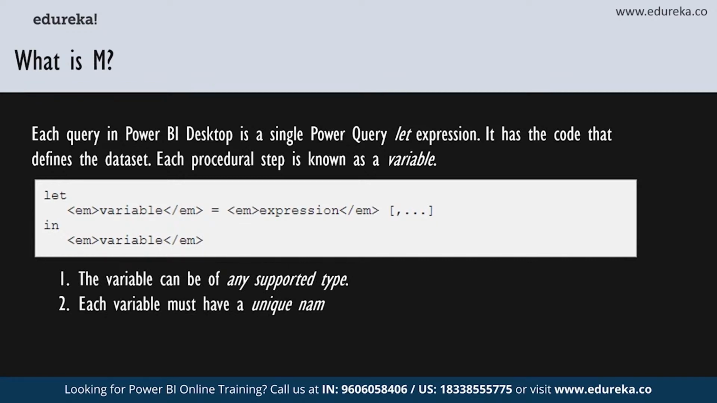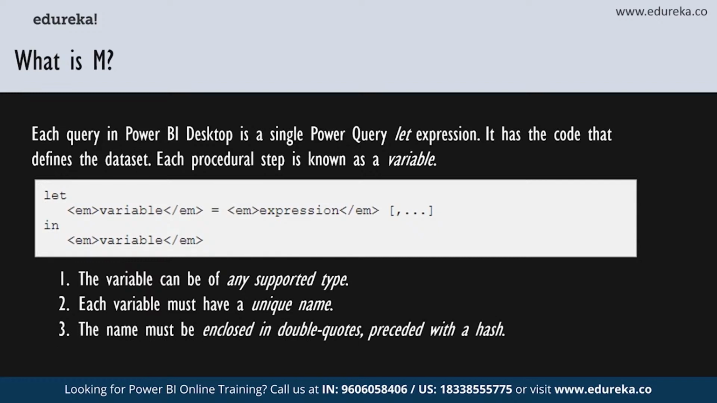Each variable within a let expression must have a unique name, but again, Power Query is fairly flexible about what you call it. Just make sure it makes sense and it's easy to remember for you. You can include spaces in the name, but you have to enclose it within double quotes and precede it with a hashtag. That is a somewhat cumbersome naming convention and one that I particularly prefer to avoid. It's honestly a mystery to me, even now, why it is the way it is, but let's just move on.